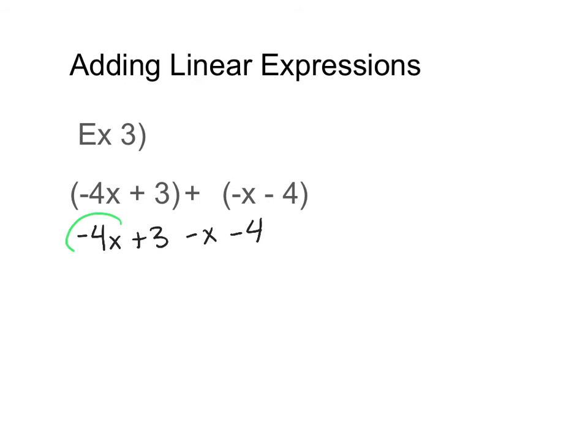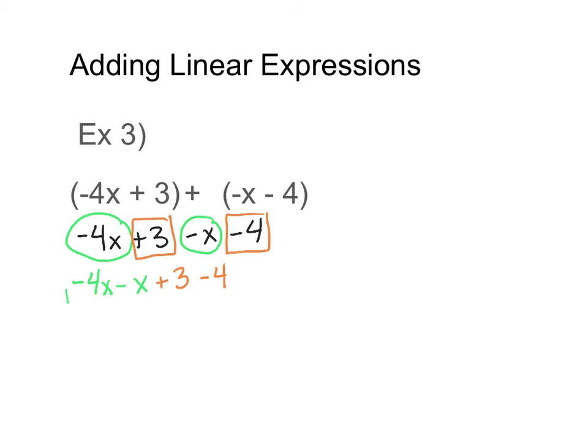So I'm going to find my variables. I have a negative 4x and a negative x. So I'm going to write them together. And then I'm going to find my constants. So I have a positive 3 and a negative 4. So I'm going to put plus 3 minus 4. Remember, always use the symbol that's in front of the number it is attached to. So subtracting 4 is the same thing as a negative 4, so don't forget that symbol with it, okay?